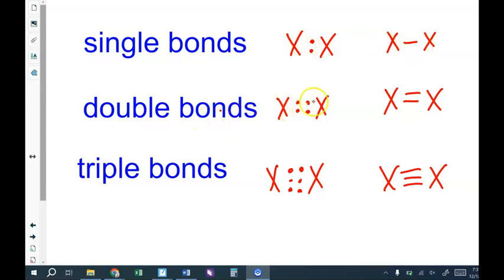Double bonds are going to be when there's 4 electrons between 2 atoms, and we call that a double bond. Each pair of electrons becomes a stick, and we count those as a single bond here and a double bond there because there's 2. Here we have 6 electrons between 2 atoms, forming a triple bond. Again, 6 electrons, each 2 electrons pair up, become a stick, so single, double, triple bond.